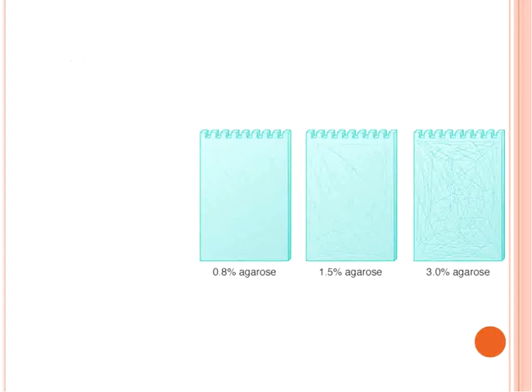Now, what's the advantage of using lower or higher concentrations of agarose? When would you want to use lower concentrations? Remember, the higher the concentration, the tighter is this obstacle course. The lower the concentration, the freer the gel is. Molecules will move easier through it. So when would you use lower concentrations, and when would you use higher concentrations?